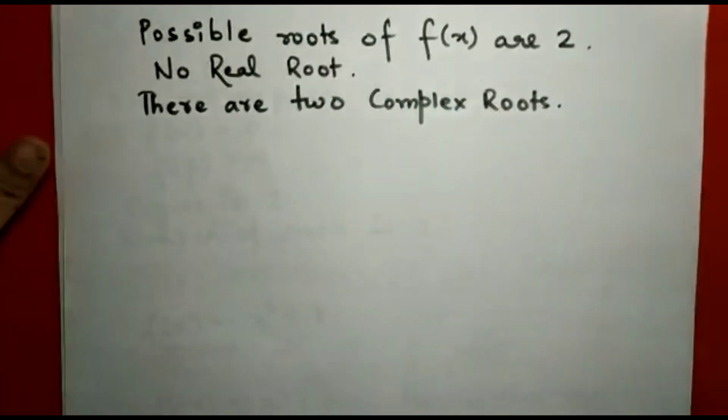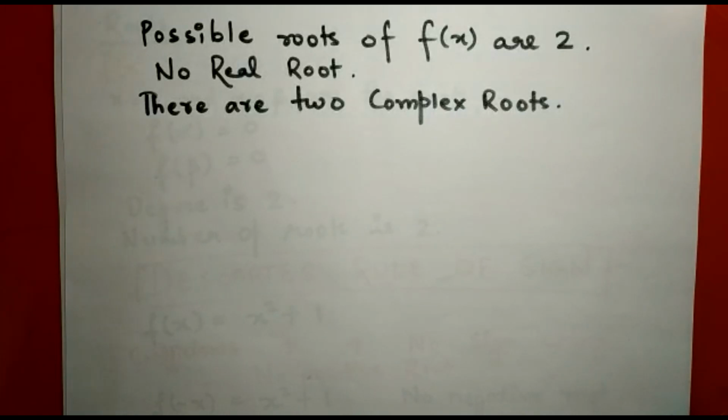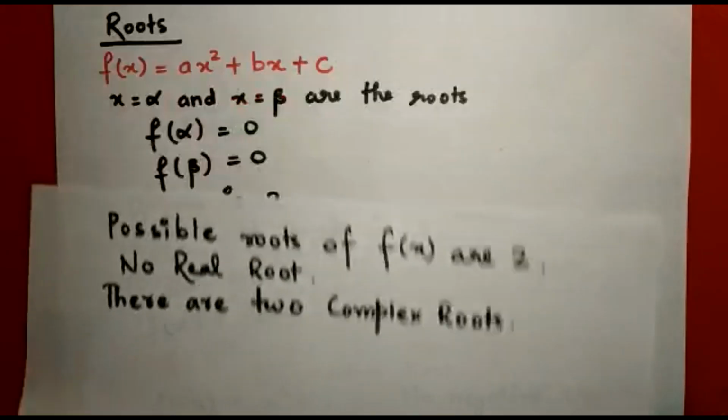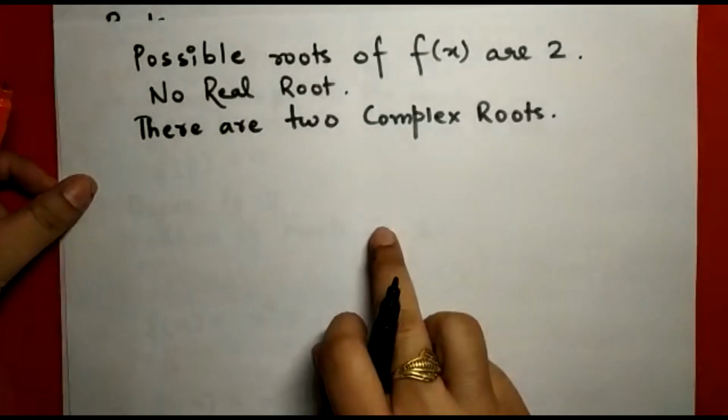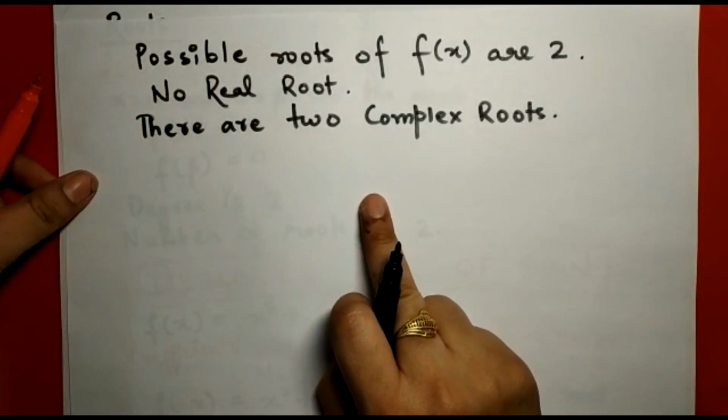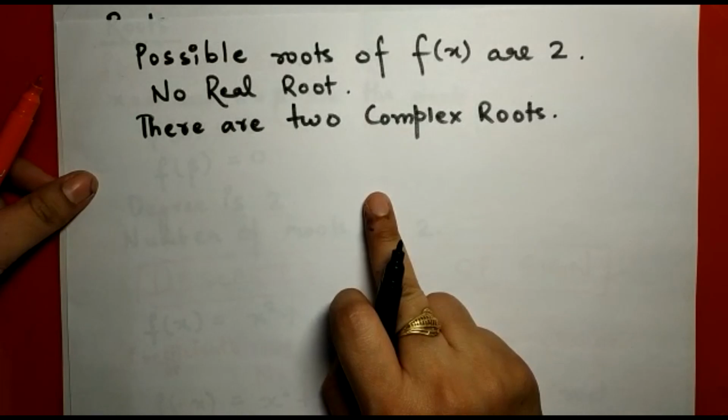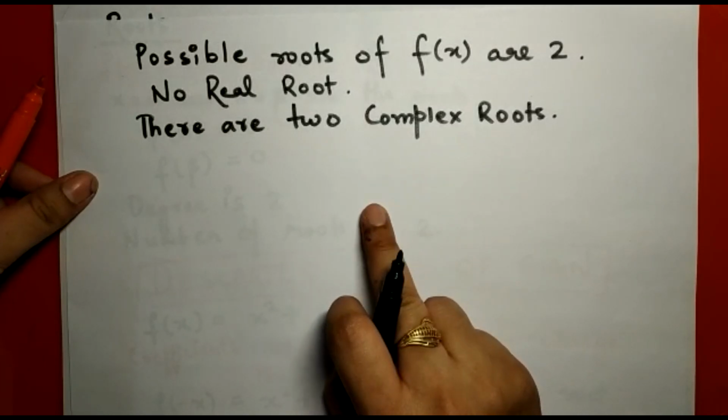There are only 2 complex roots. Okay, so there is no real root possible for this example, and there are only 2 complex roots. Now I am suggesting that you please try at home to find the roots for this polynomial, and see whether you are getting 2 complex roots or not. If yes, then please comment and tell me what those complex roots are.